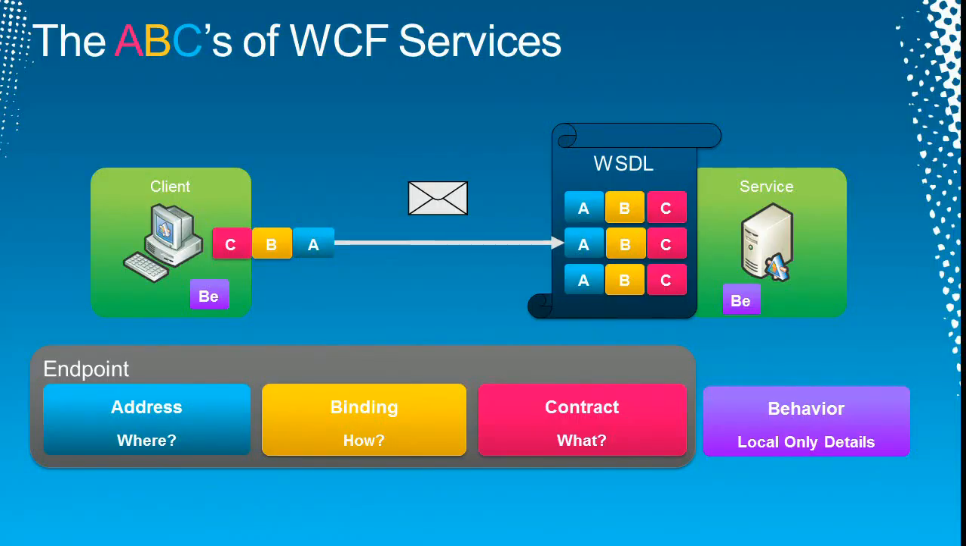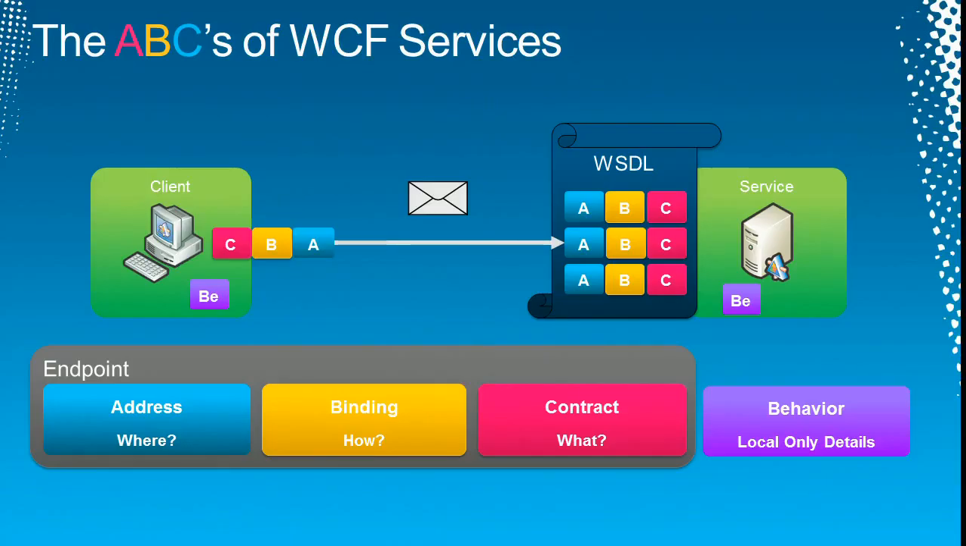Now, how did that all work? I mean, all I did was create a class. How am I able to now communicate cross processes? Well, to understand that, you need to understand the ABCs of WCF. If you're familiar with WCF, hopefully these will sound familiar. If not, this should help. WCF exposes functionality through endpoints. And an endpoint has three things. It has an address, a binding, and a contract. A, B, C. The address is the where, the binding is the how, and the contract is the what.